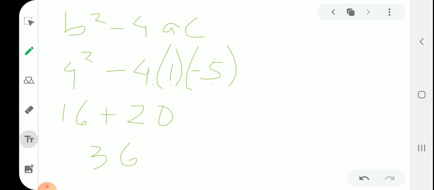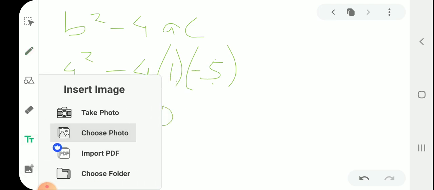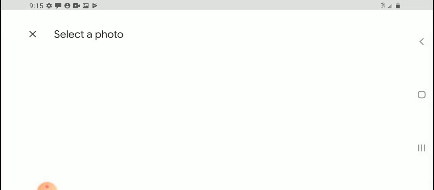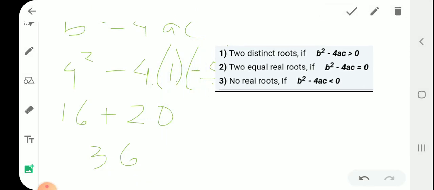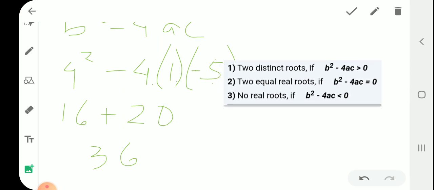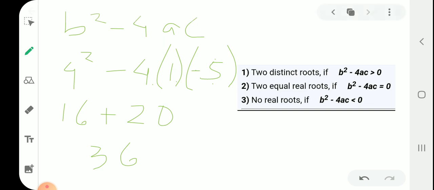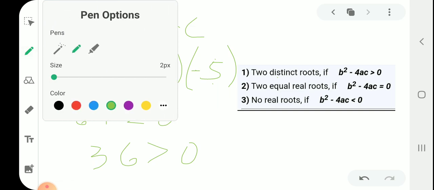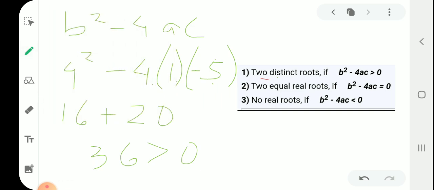What should we remember about the discriminant? Remember that for the discriminant, we have two distinct roots if b squared minus 4ac is greater than 0. So 36 is greater than 0, so we have two distinct roots. What are our roots again for our problem? We have our roots equal to 1 and negative 5.